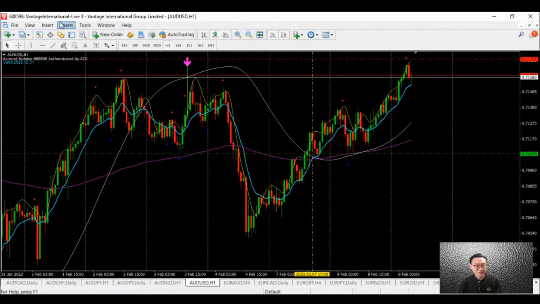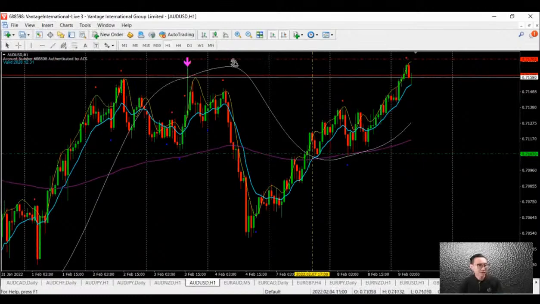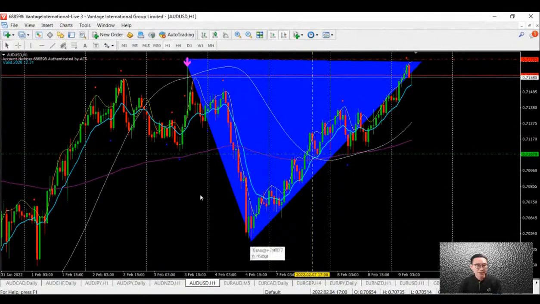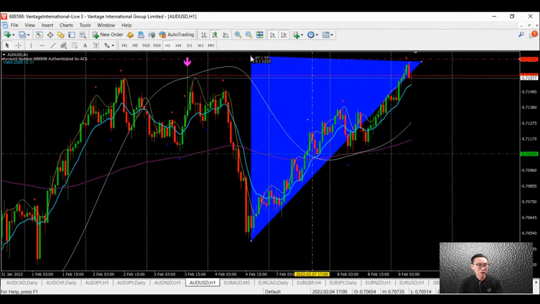Let me insert this so that you can see it clearer. From here to here and to here, as you can see, this is a triangle looking like a V shape. But if you look at the whole scenario, it is actually moving this way from the lowest point. You can see that it's moving higher low, higher support, higher low, higher support, higher low, higher support towards the resistance.